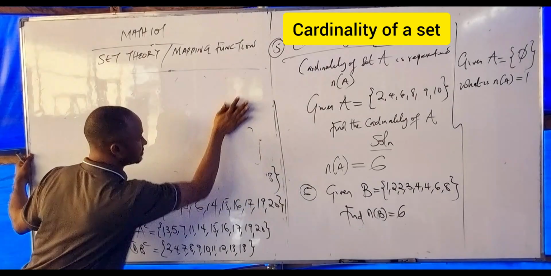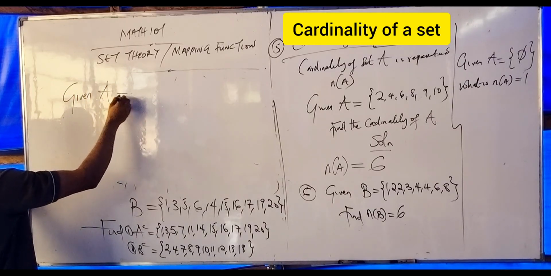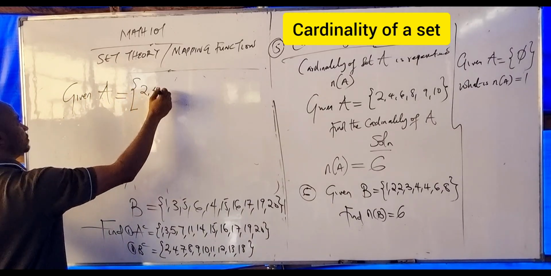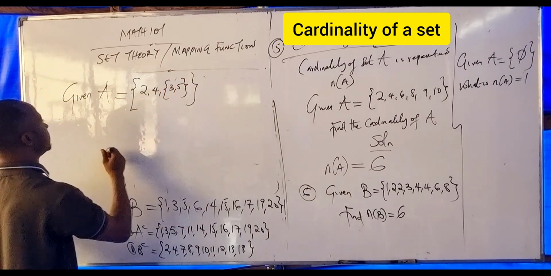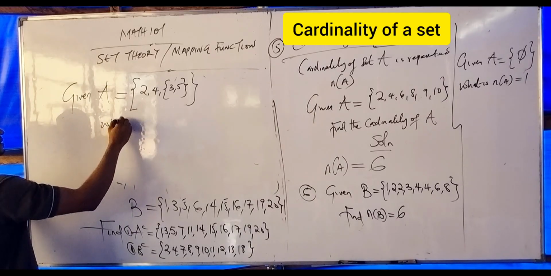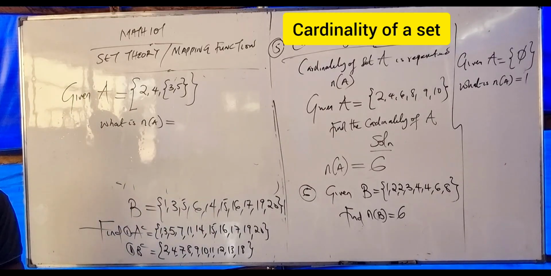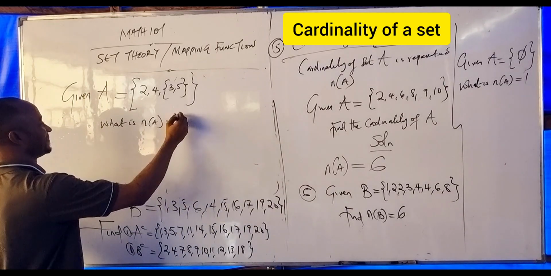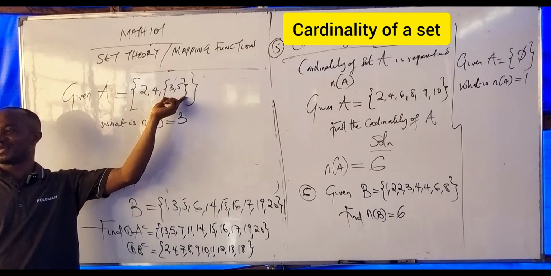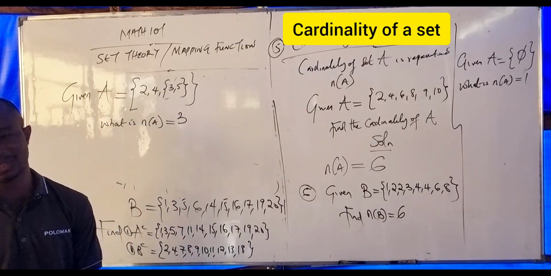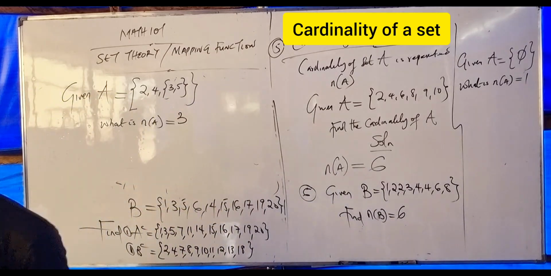Let me give one more example. If we are given that set A equals, I have 2, 4, then I have 3, 5. What is our NA? 4, 3. Which one? Why is it 3? This set here is taken as what? As 1. You have to note that after writing this, note that a set inside a given set is an element of that what?